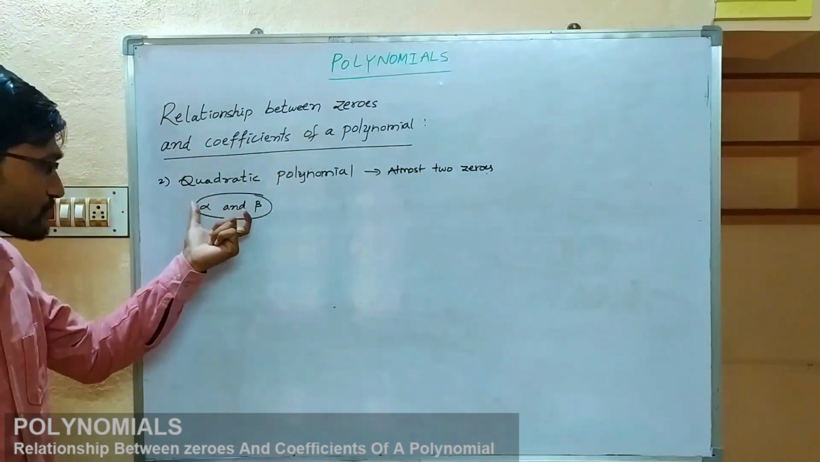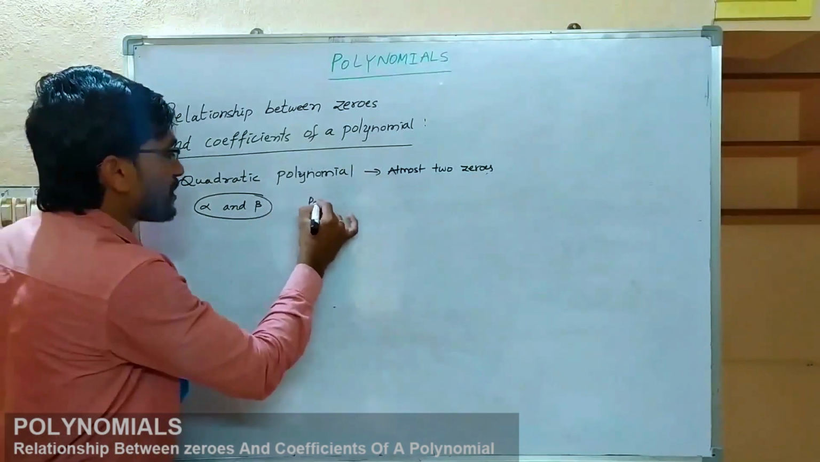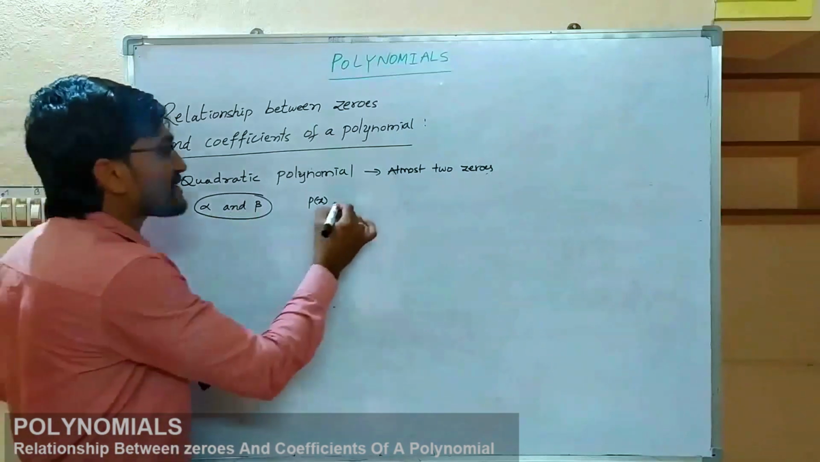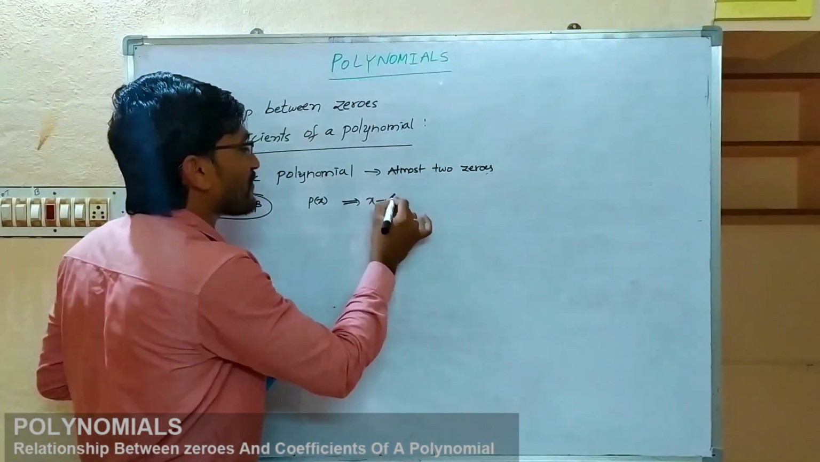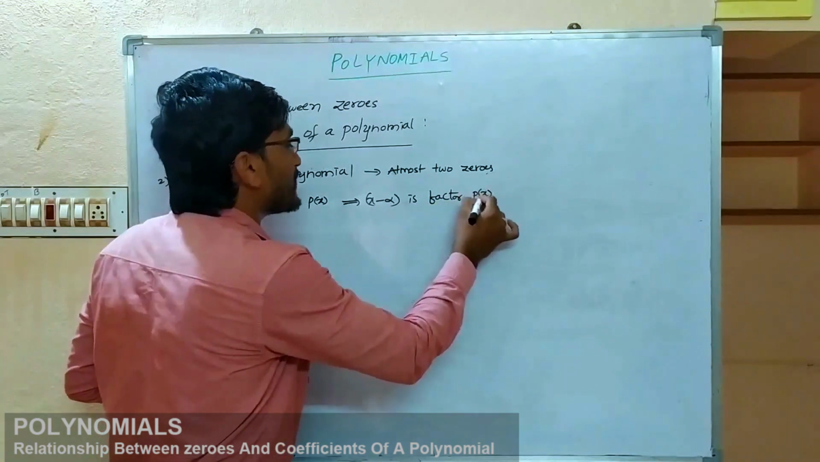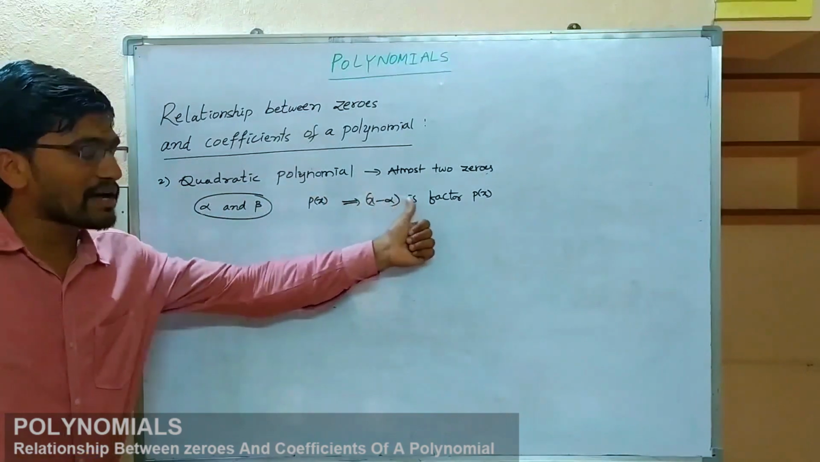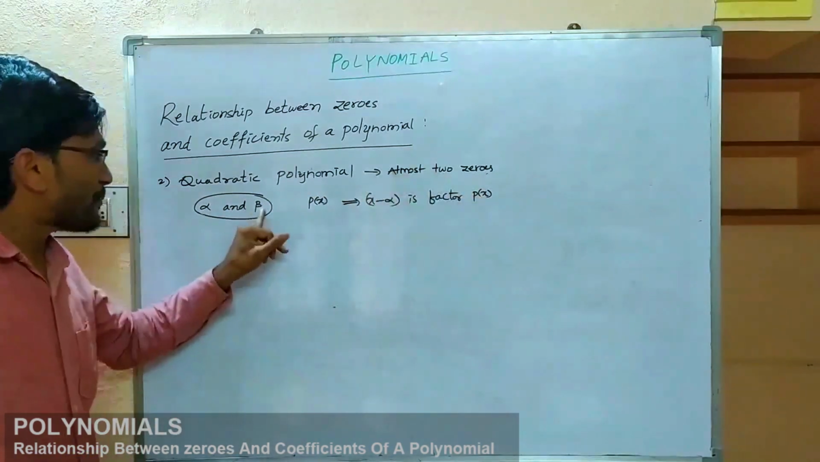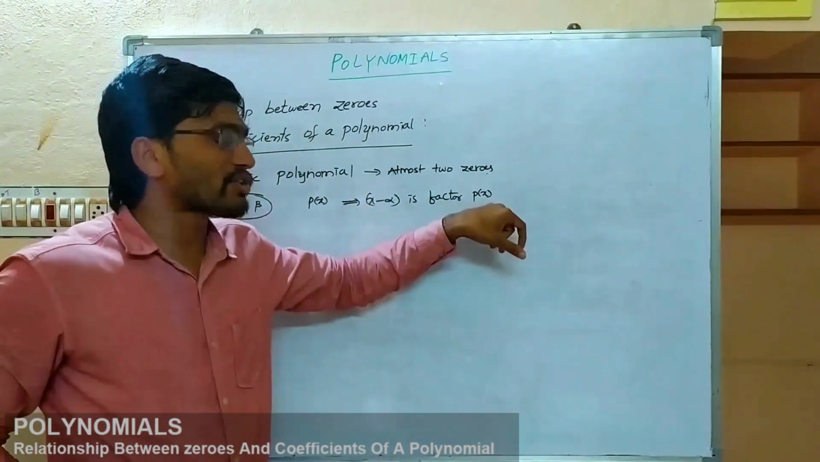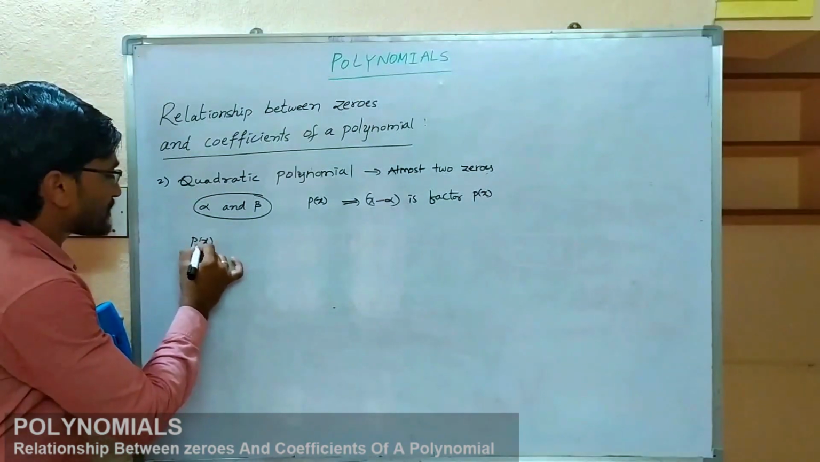Already we know if alpha is the zero of the polynomial, let us consider the polynomial as p of x, then x minus alpha is a factor of p of x. Already we discussed in a previous video. If beta is the zero of the polynomial p of x, then x minus beta is the factor of p of x. So see here, let us consider the quadratic polynomial.